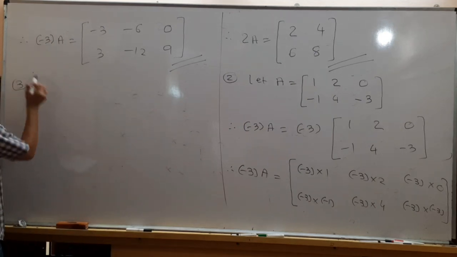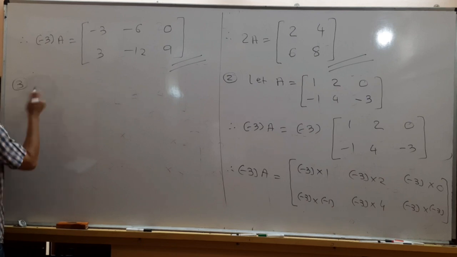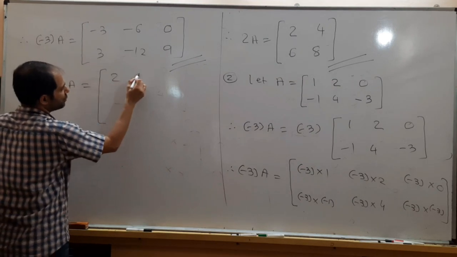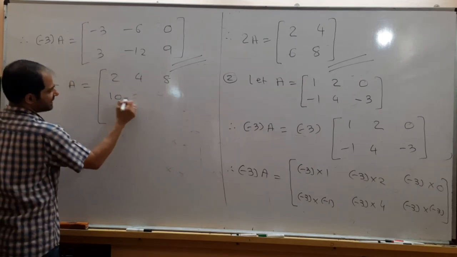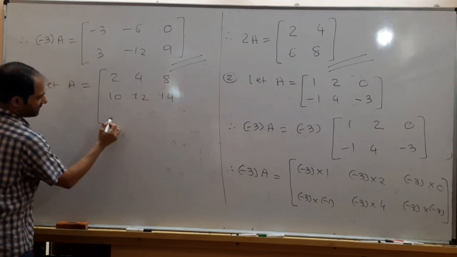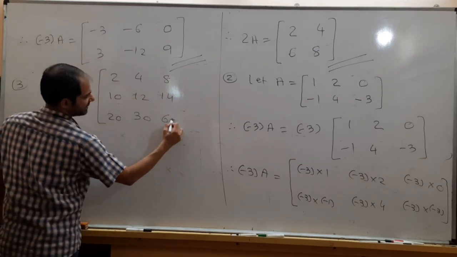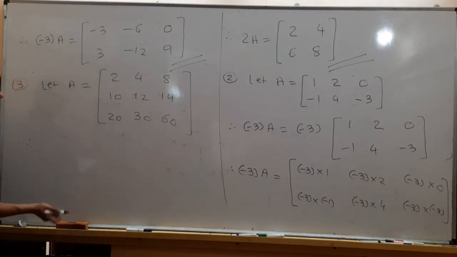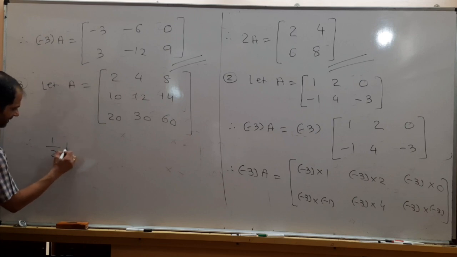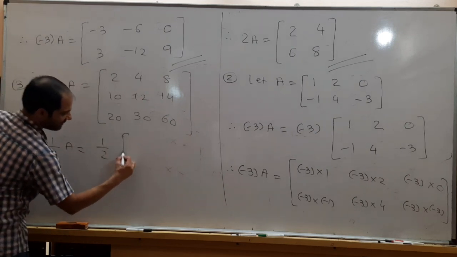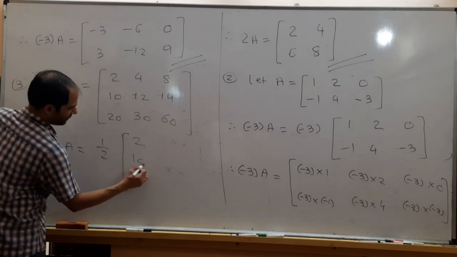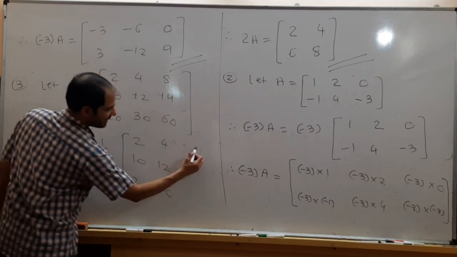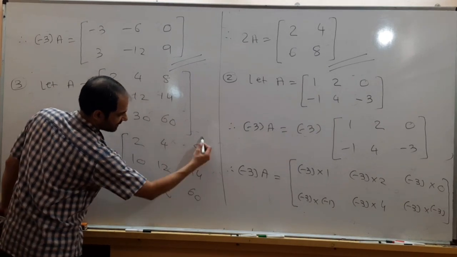Third example, let me give. Let A be the matrix with elements 2, 4, 8, 10, 12, 14, 20, 30, 60. Therefore, suppose they have asked half A. So half A means half times this matrix.